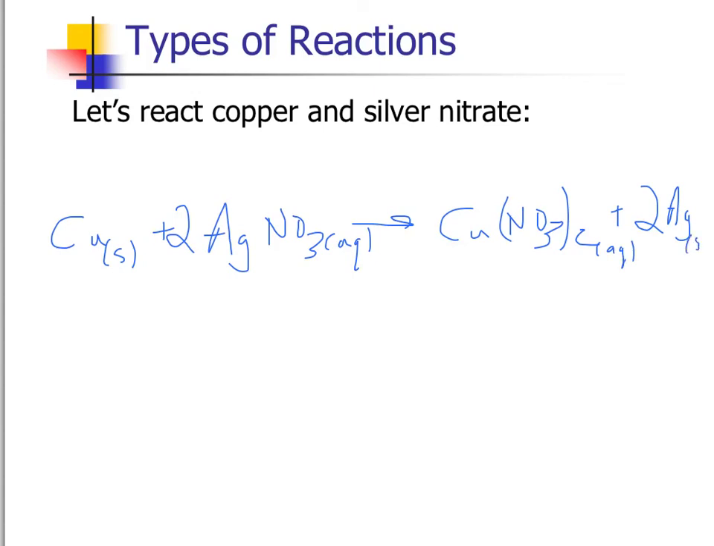And silver, it's a solid at room temperature. If you don't know the states of elements, then remember on the periodic table in our classroom and in the back of your textbook, there's a color code.